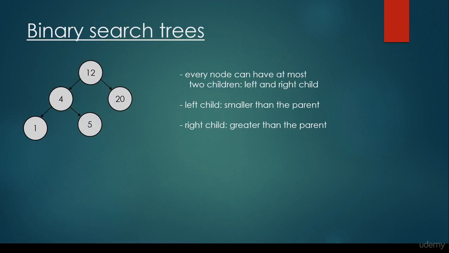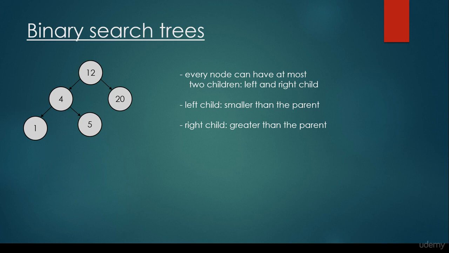Okay, so what about binary search trees? We have been discussing trees in general, but what about binary search trees? Every node can have at most two children, a left child and a right child. The left child is smaller than the parent and the right child is greater than the parent.